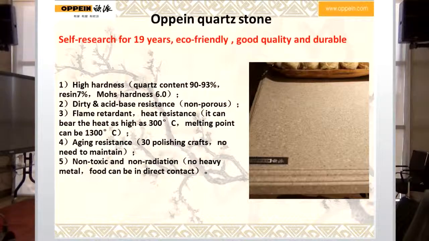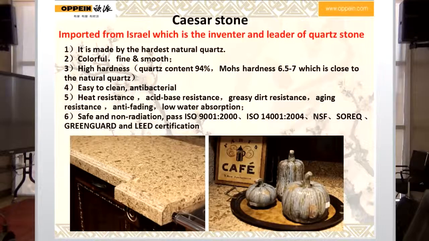This is Casa stone, imported from Eurasia, which is the inventor and leader of quartz stone. It is made by the hardest natural quartz, colorful, fine and smooth, with high hardness. The quartz content is 94%, and the Mohs hardness is 6.5 to 7, which is close to natural quartz. Natural quartz has a Mohs hardness of 7, so it's very close. Easy to clean, antibacterial, heat resistance, acid and alkali resistance, aging resistance, anti-fading.